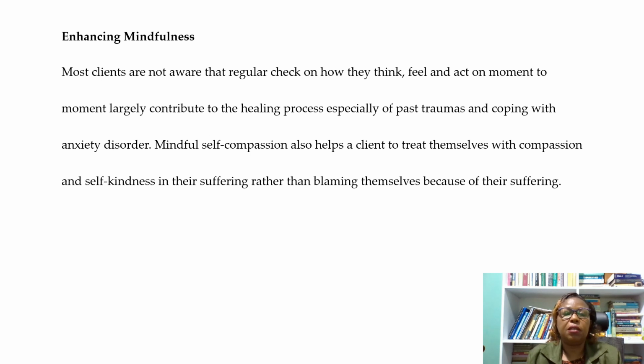Counseling has taught me over the years that most clients are suffering, most clients are basically sad, because they don't pay attention to moment by moment experience. So most clients are not aware that regular check on how they think, feel, and act moment to moment largely contribute to the healing process, especially of past traumas and coping with anxiety disorder.